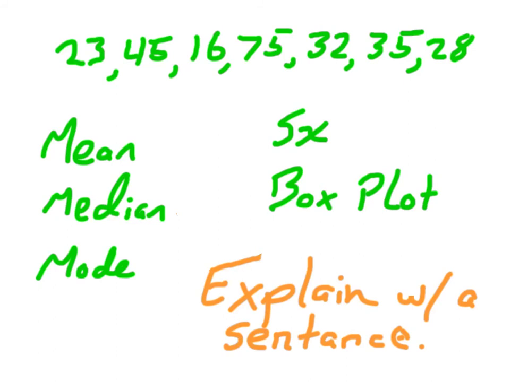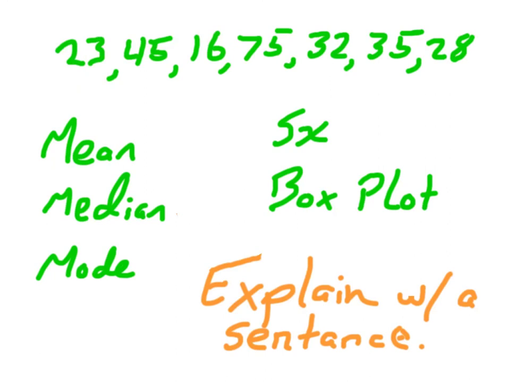Okay, so on this question, you've got a set of data here. Here's a nice set of data. Those are actually the number of students present at 7 different student meetings. The first student meeting had 23, then 45 students present. Then on the third meeting, I only had 16, then 75 present, 32, 35, and 28. So this is how many students were at each meeting.